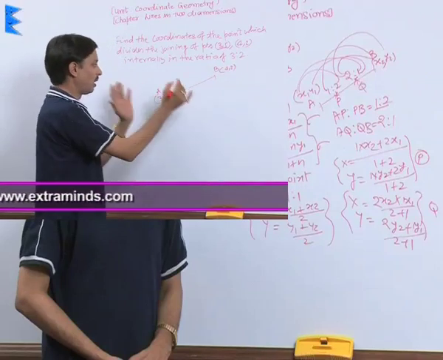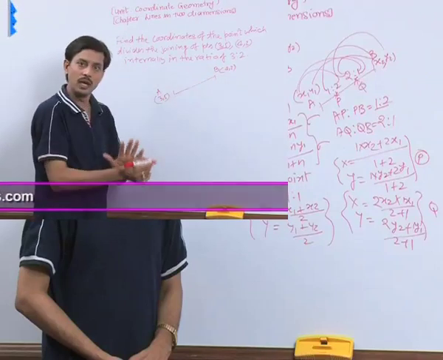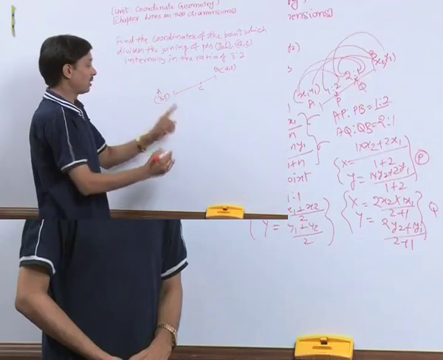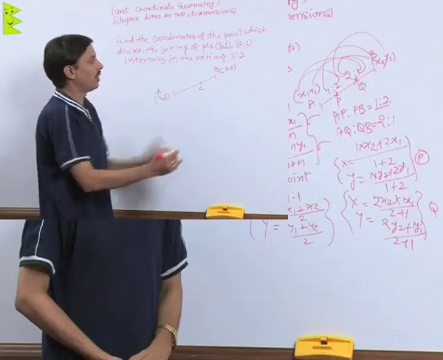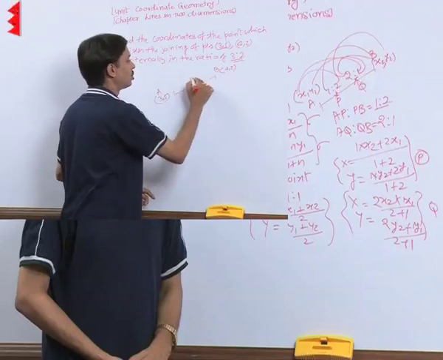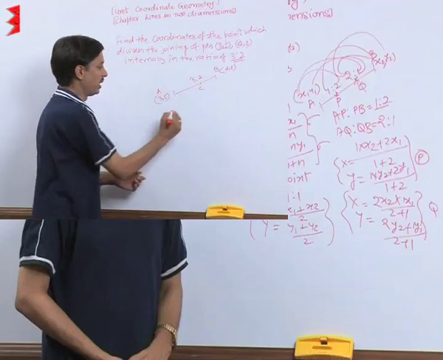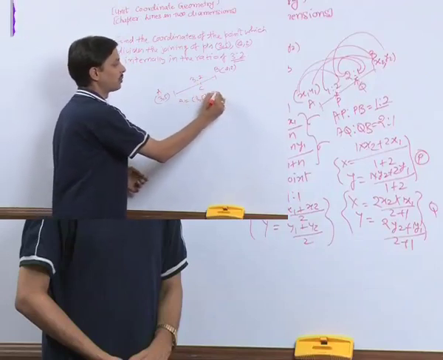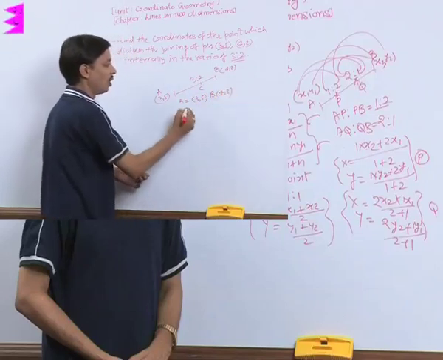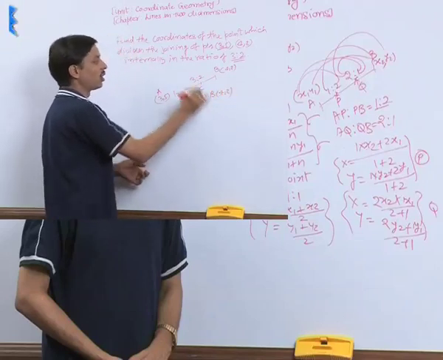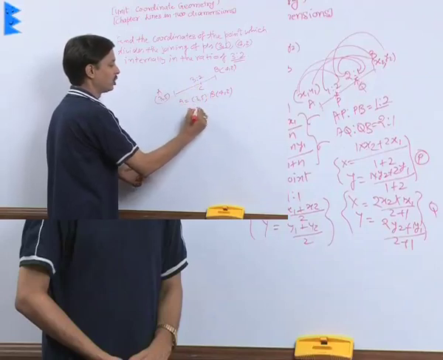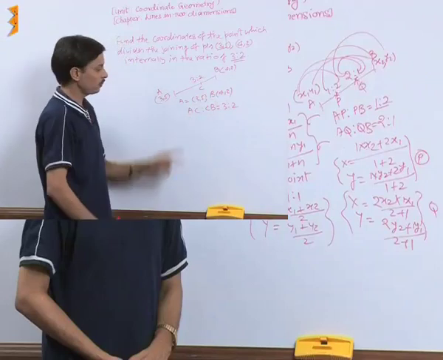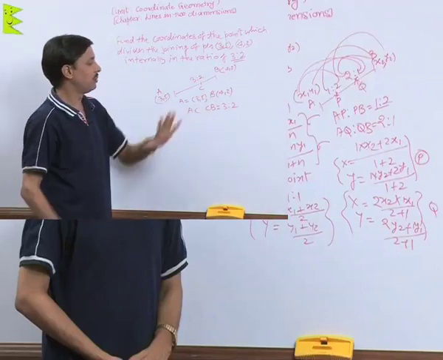There is a point lying on the joining of AB. Let us suppose that point is C. But C divides the joining of AB in the ratio of 3:2. That is, coordinates of A are 3, 5, coordinates of B are 4, 2. We want to calculate the coordinates of C, where the ratio AC is to CB is 3:2.